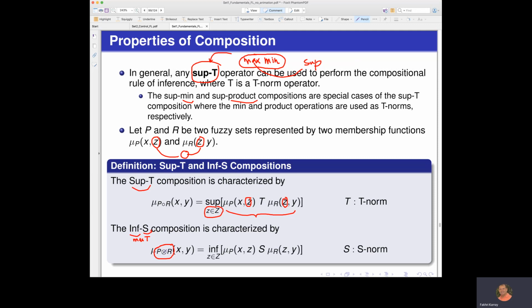So the dual operation, the inf-S composition, is given by inf, which is the minimum equivalent. So this is the minimum or the T type of operation here, and mu P(x, z), the common elements. But here we have the S-norm. Okay, so they are connected. So it is min and S. Here it's sup and T. So we have to be very careful when we are dealing with this supremum of T-norm and infimum of S-norm type of representation.